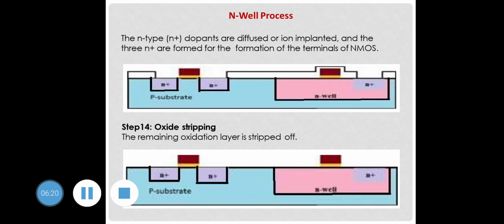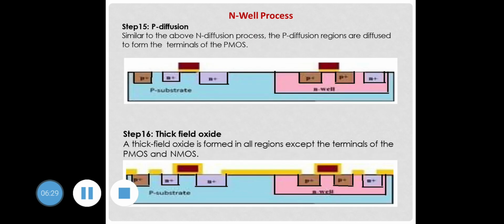The next step, number 14, is oxide stripping. After that the oxide is stripped off. The next step is P diffusion. As N diffusion is done, now for P diffusion, similar to the above N diffusion process, P diffusion regions are diffused to form the terminals of the PMOS, by masking. After the masking, the ion implantation is done so that P diffusion can take place.